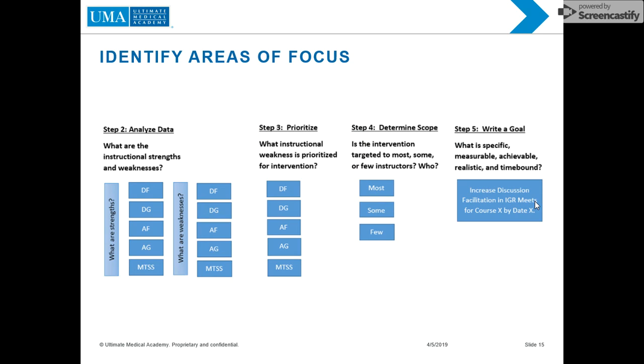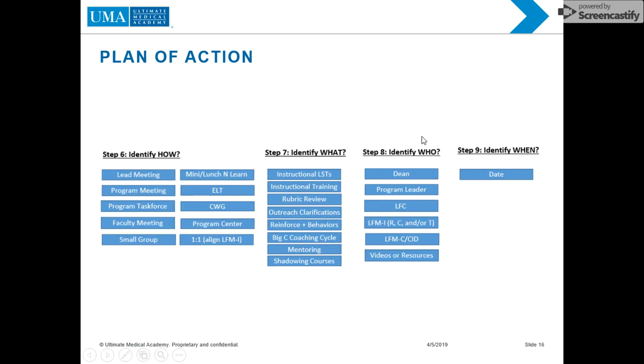Then we analyzed the data. We looked at instructional strengths and weaknesses, areas that we wanted to prioritize with instructors, looking at the scope, whether most instructors needed coaching or support, just some, or only a few instructors, and then to write a specific goal regarding the instructional practices.